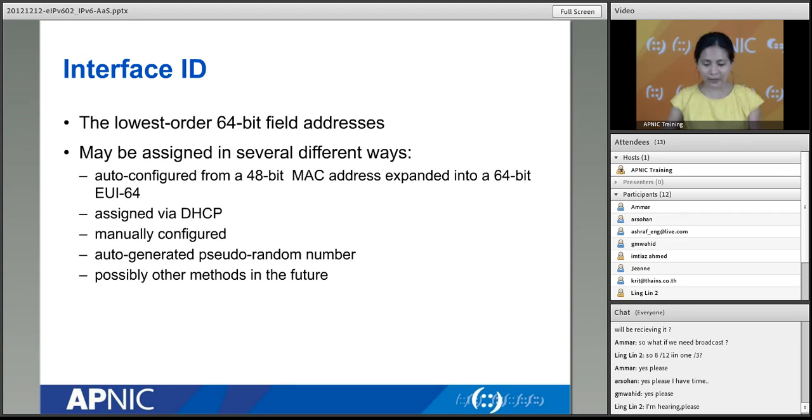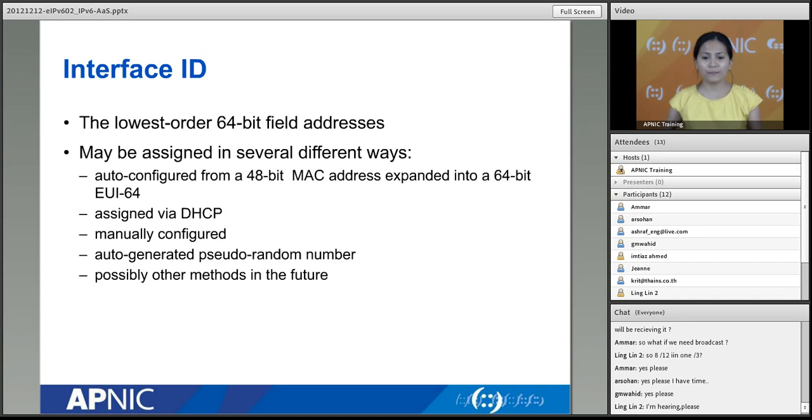So now we're going to discuss interface ID. If you go back a few slides from here, later on you will get a copy of the slides, where I showed you a diagram of the whole IPv6 block and how we divide them from ISPs to customers. And then the last 64 bits, I also mentioned, is all about the interface ID. So the interface ID is the lowest order 64 bits of your address.